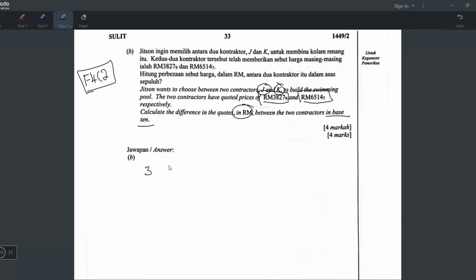So let's convert to base 10. You have 3, 8, 2, 7 base 9, and convert this to base 10.